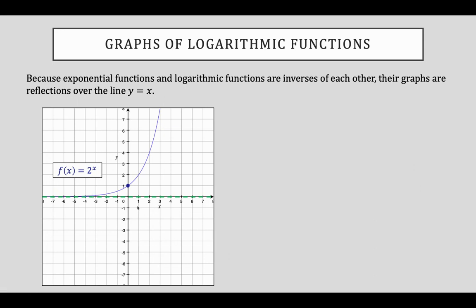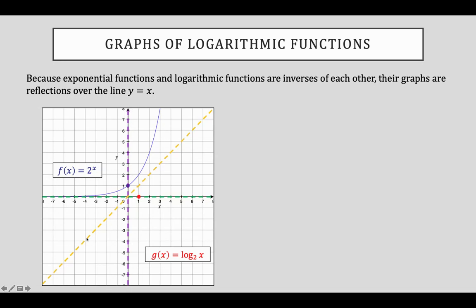Well, the inverse of this exponential function is g of x is equal to log base 2 of x. This is a logarithmic function with a base of 2. Notice that the inverse of the exponential function with a base of 2 is the logarithmic function with a base of 2. So instead of having this y-intercept at 0, 1, we now have an x-intercept at 1, 0. Instead of having a horizontal asymptote at y equals 0, we now have a vertical asymptote at x equals 0.